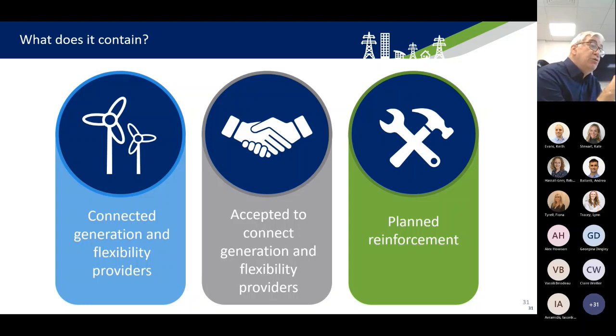Not only do we tell you what is connected, we also tell you what is accepted to connect. So where somebody made an application to connect, or an application to provide us with flexibility services, we will tell you that we've accepted that. So it may not be on the system just yet, but it will be in the near future.